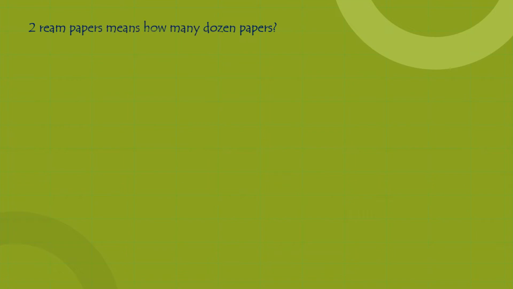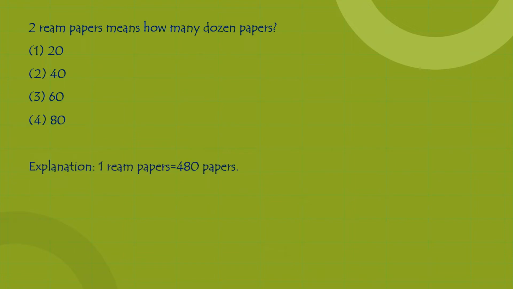2 ream papers means how many dozen paper? Let us see the options. Option number 1 is 20, option number 2 is 40, option number 3 is 60, option number 4 is 80. Let us understand that 1 ream of paper will be equal to 480 papers. In 1 ream, how many papers are there? 480 papers. So in 2 reams, how many papers will there be? 960 papers. Okay? Twice, no? 2 times. 480 plus 480, it will be 960 papers.